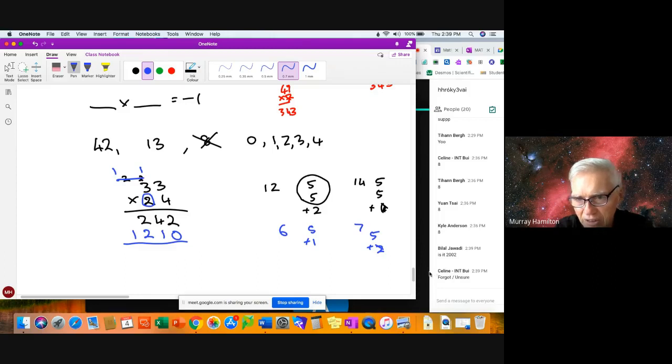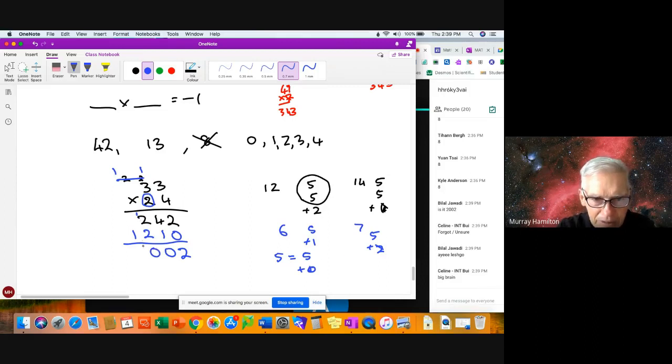It is 202. We go: 2 plus 0 is 2. 4 plus 1 is 5. 5 is made up of one lot of 5 plus nothing. So we put the 0 down and we carry the 1 of 5 over to there. 2 plus 2 is 4 and 1 is 5. 5 is made up of one lot of 5 plus nothing. So it is 2002 is our answer.